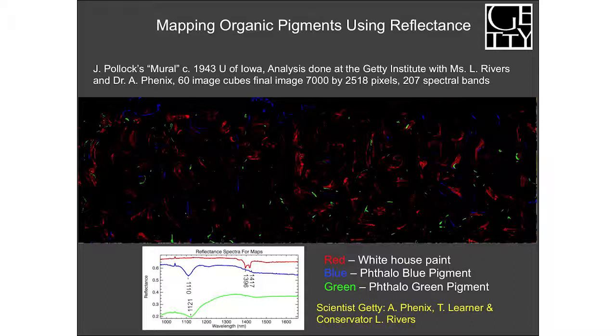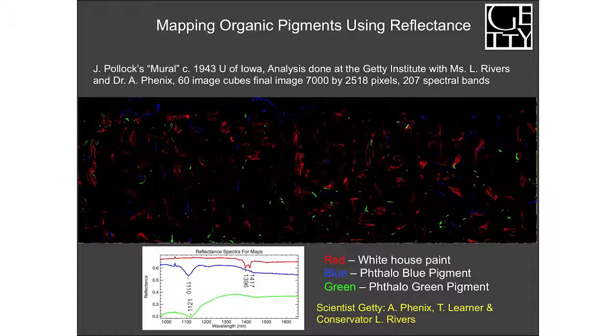Now, I've shown you this on the small scale. You can do this type of technology and this type of measurement on the large scale. This is a painting by Pollock called Mural, which is 8 feet high and 19 feet long, for which we collected hyperspectral data across the entire painting to get a map of the materials used.